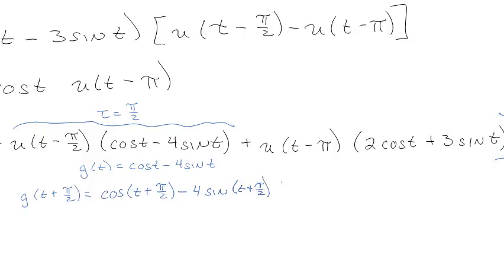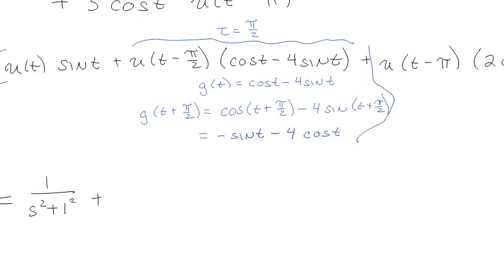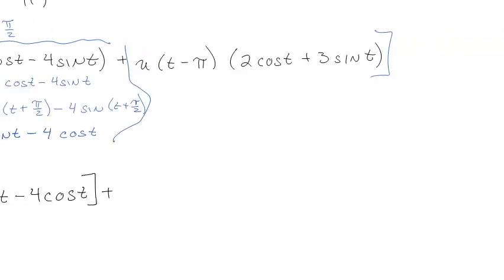Okay, now I can make things a whole lot better by simplifying this. So we come to this above. I'm going to get minus sine of t. Then I've got minus 4, and then this one is going to be positive cosine of t, just like that. So essentially what I'll then have here is e to the minus pi over 2 s times the Laplace of negative sine t minus 4 cosine t.